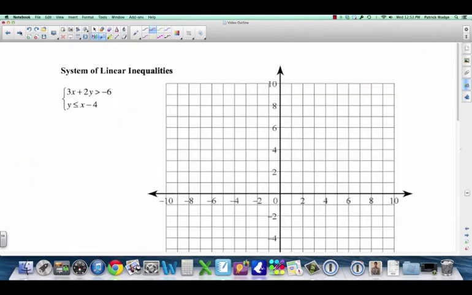Okay, now we're moving on. We're doing a system of linear inequalities. So remember, a system of linear inequalities is when you have more than one equation at the same time, or in this case, more than one inequality at the same time.